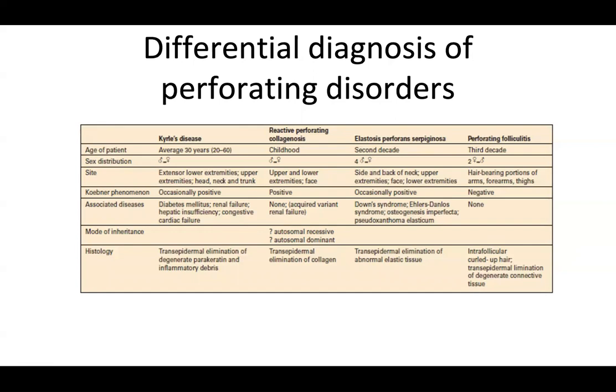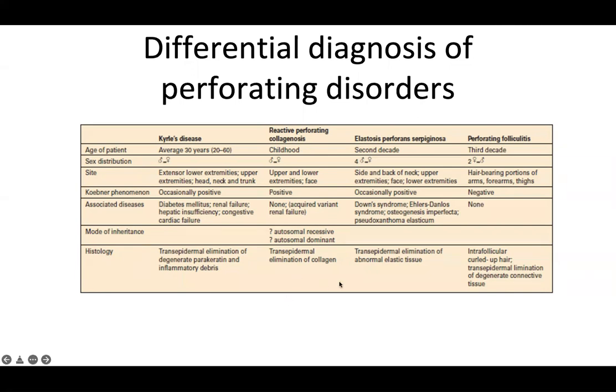I think I accidentally mixed that up earlier on the slide, where I said that Kyrle's disease is more associated with childhood. In fact, it's reactive perforating collagenosis that's considered more associated with childhood. Kyrle's disease you're going to see more at an average age of 30 years, 20 to 60 years old. There are a lot of similarities between reactive perforating collagenosis and Kyrle's disease. It can be controversial and difficult to separate them out, because Kyrle's disease is acquired, and reactive perforating collagenosis can be acquired in patients as well.